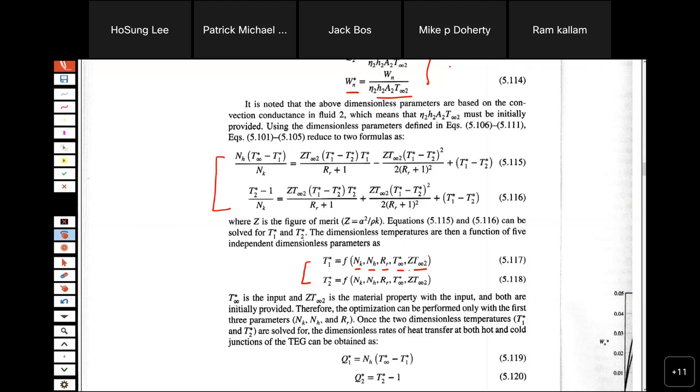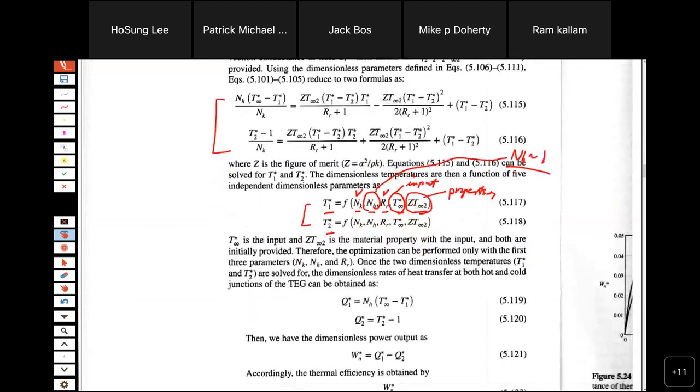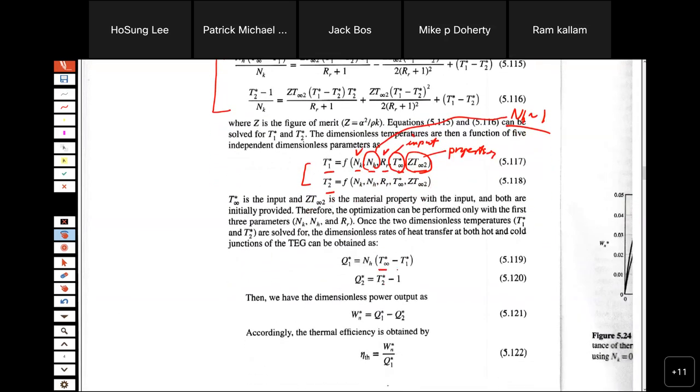So this is out of question, not optimized. This is a property. This is input. This is a property. And then N of R is not really optimized. I will explain later. Reasonably, one is a good number. You can start. So the question is N K and R of R. The same for T2. Once I know the T1, T2, this is known.